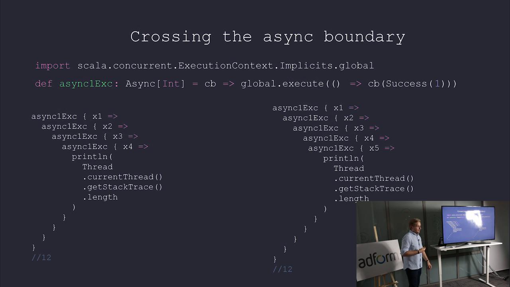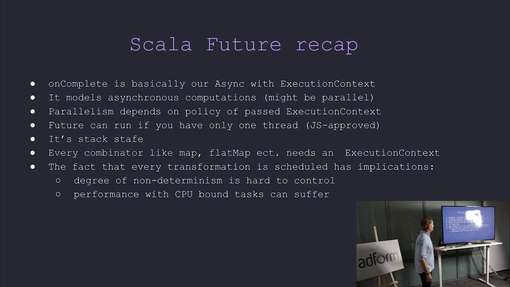So how to avoid this problem? There is something that you can find in literature called crossing the asynchronous boundary. Now instead of invoking the callback on the current thread, you can use some kind of executor from Java or from Scala, like here, the global executor. And instead of running the callback, you can submit it to the executor and let it do the job. So now the stack trace length is actually constant. In both of these examples, it's 12. So this helps to avoid the problem, but this has its own problems.